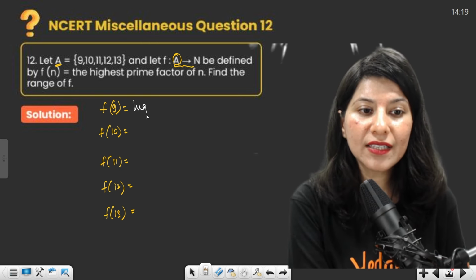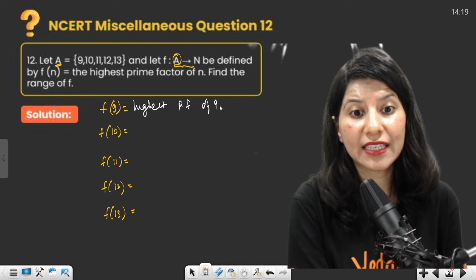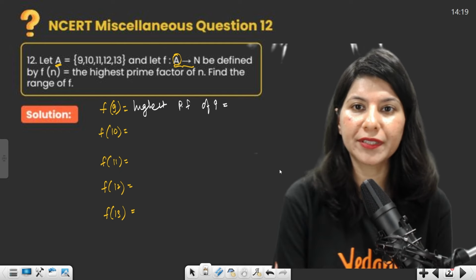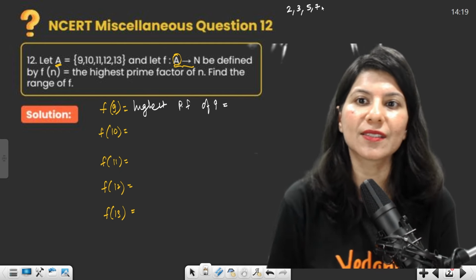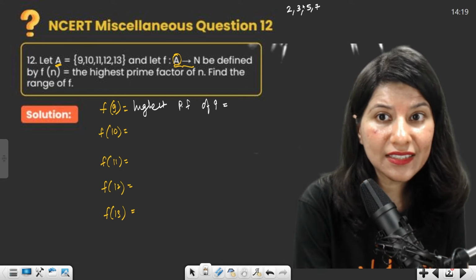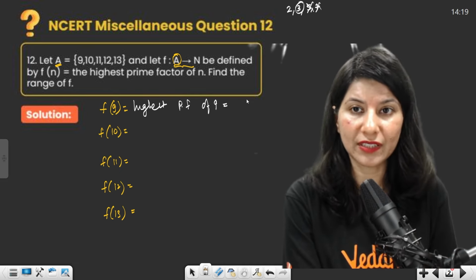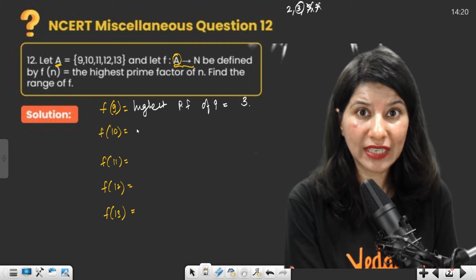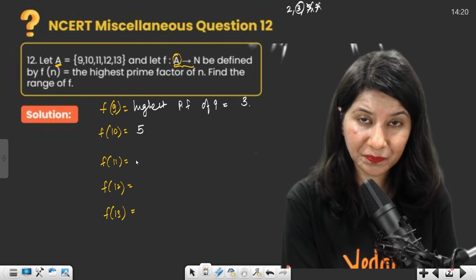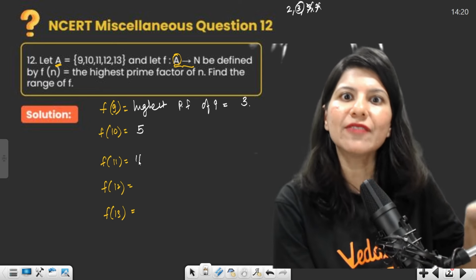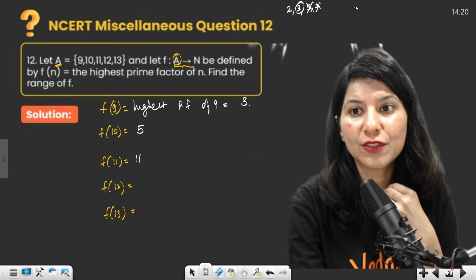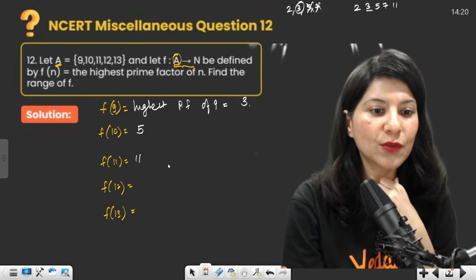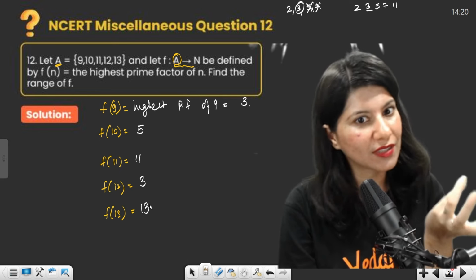So F of 9 will be the highest prime factor of 9. Now, prime numbers before 9 are what? Tell me. 2, 3, 5 and 7. That's it. Now, the prime factor of 9 is clearly 3, because 5 and 7 are not factors of 9. So, 3 is the answer. F of 9 is 3. Similarly, 10: out of 2, 3, 5, 7, 5 is the highest prime factor. For 11, 11 is the highest prime factor. 11 itself is a prime number. For 12, we are having 2 again, 3, 5, 7 and 11. So for 12, 5, 7, 11 are not factors. 3 only, right? And F of 13 will be 13 because 13 itself is a prime number.